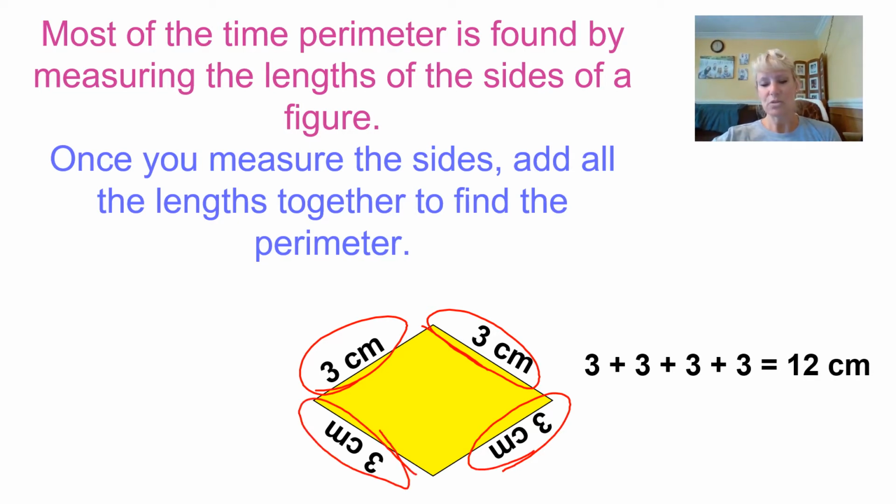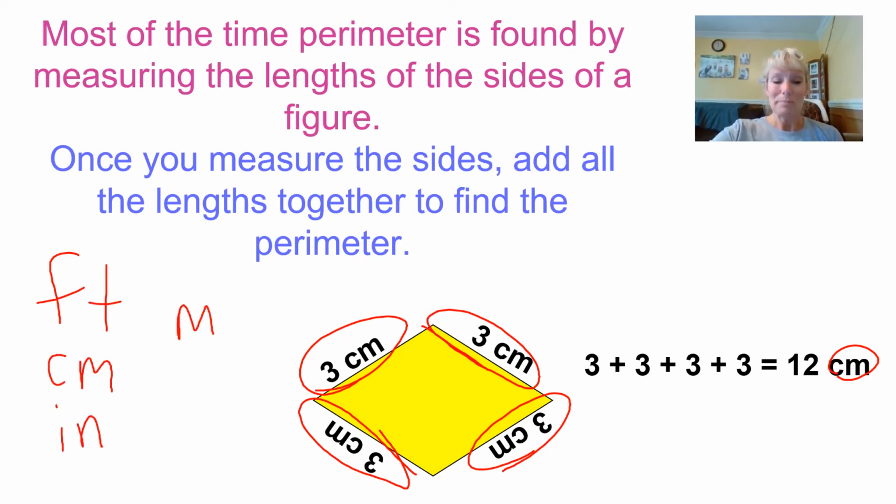So we did 3 plus 3 plus 3 plus 3 equals 12. Now this was measured in centimeters, and it's important that you use whatever unit fits. This happens to be centimeters. There's a difference. You might use feet, centimeters, inches, meters, or miles. It just depends on how you're measuring something, okay?